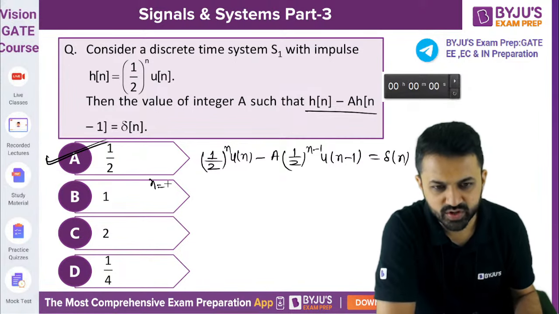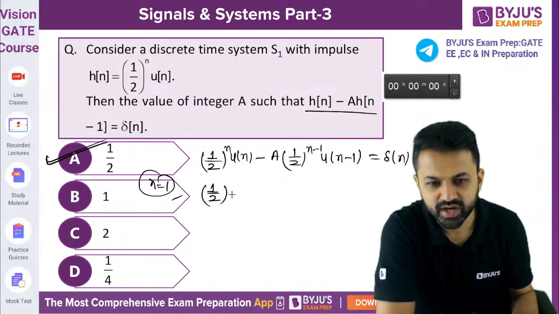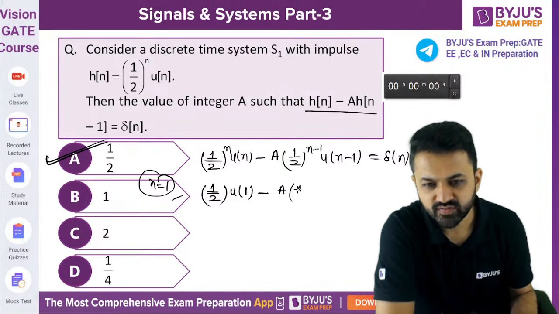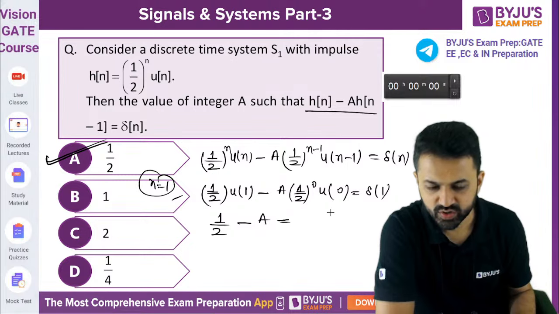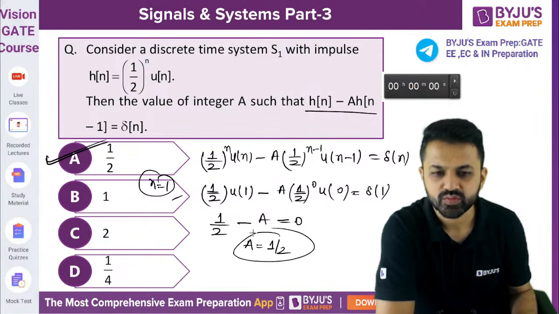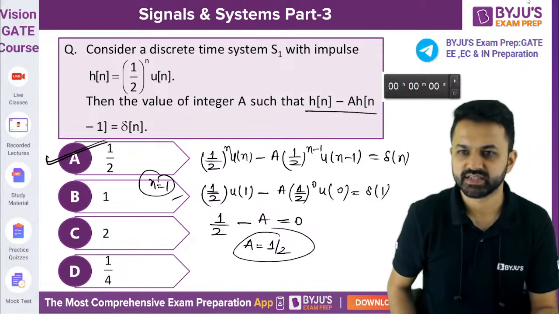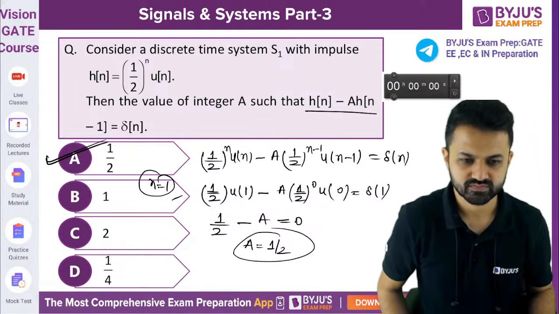If I put n equal to 1, suppose, because I want to calculate the constant value, so 1 by 2 u1 minus a, it is 1 by 2 to the power 0 and u 0 delta 1. So this is 1 by 2 minus a equal to delta 1 is 0. So a equal to 1 by 2. Yes. So right answer is 1 by 2.